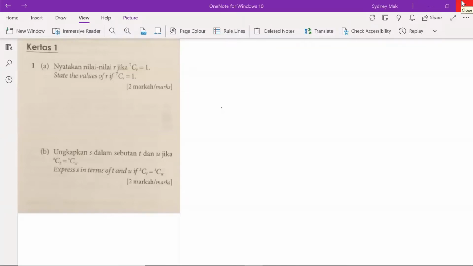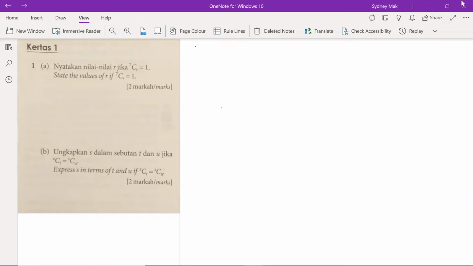Hi everyone, this is practice summative of chapter 4, paper 1, question number 1. In this question, they want us to state the values of r if 7Cr equals 1. So what are the possible values of r?